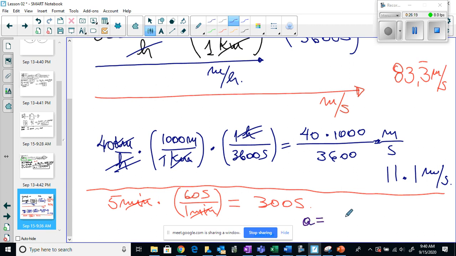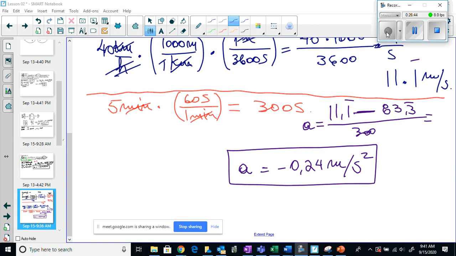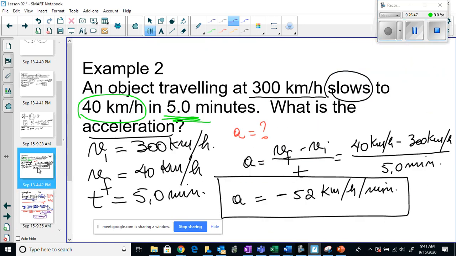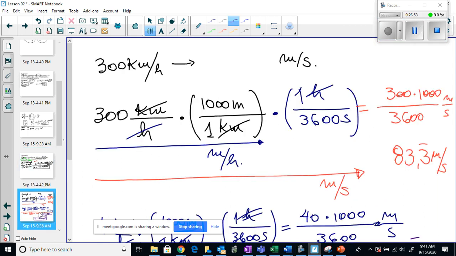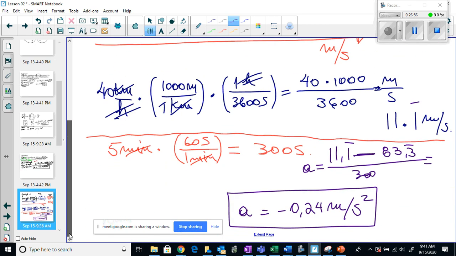So acceleration will be V final, 11.1 meters per second, minus V initial, 83.3 repeating, over 300. And in your calculator, what is the acceleration now? You can leave it as what we have here, negative 52 kilometers per hour per minute, or you can go ahead and convert everything and have it as negative 0.24 meters per second squared.